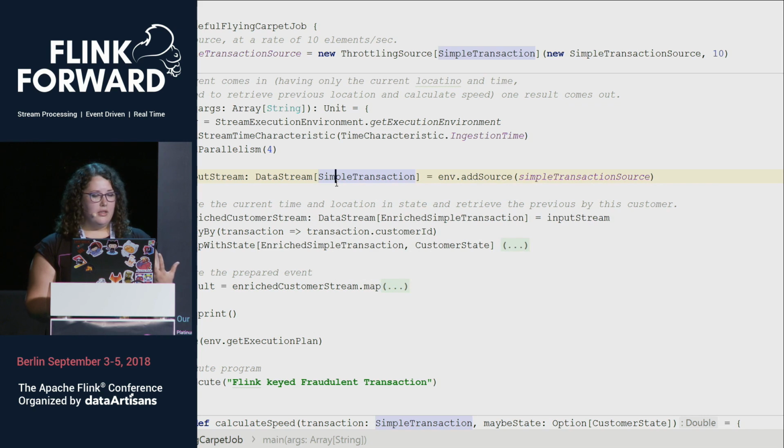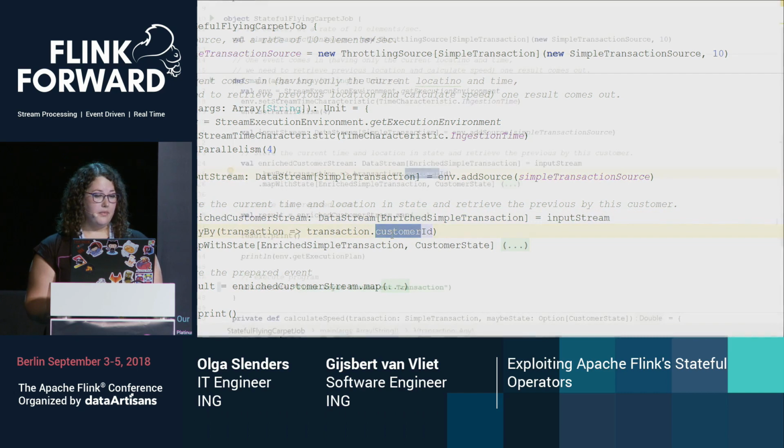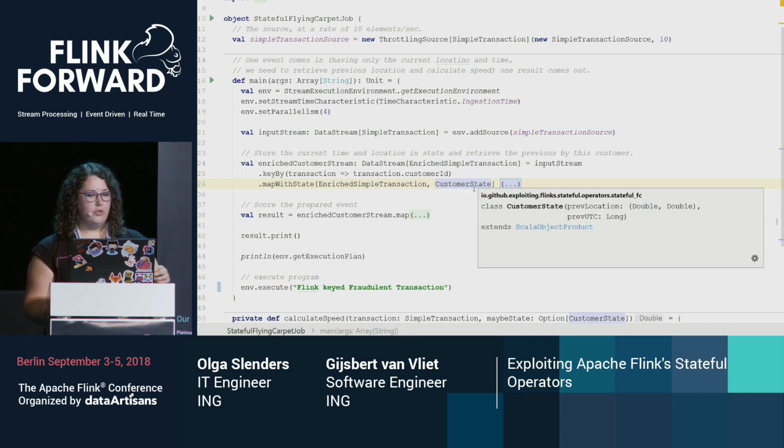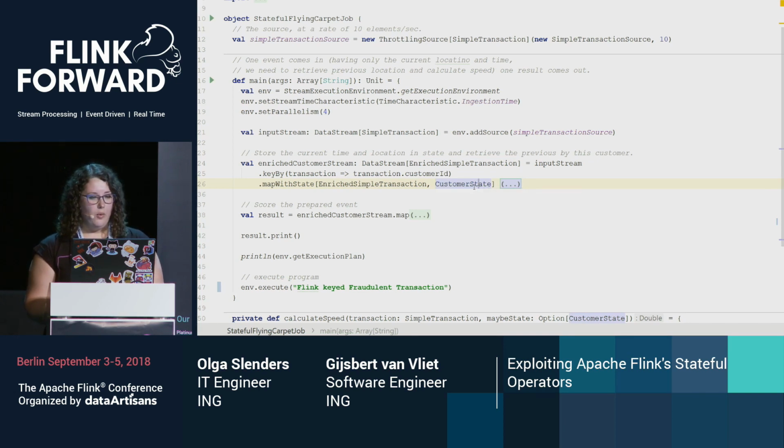Now, to get the customer speed, we have to key the input stream by the customer ID. And then we're using the map with state operator to keep the state and calculate the speed. We could also use here any other rich map operation that we could use within the Flink API. But for this presentation, we chose map with state because it's quite compact. What we need to receive from it is an enriched simple transaction, so not only the transaction, but the speed. And we are keeping the customer state, which is the previous location and the previous time of the transaction. Well, what's going on inside?